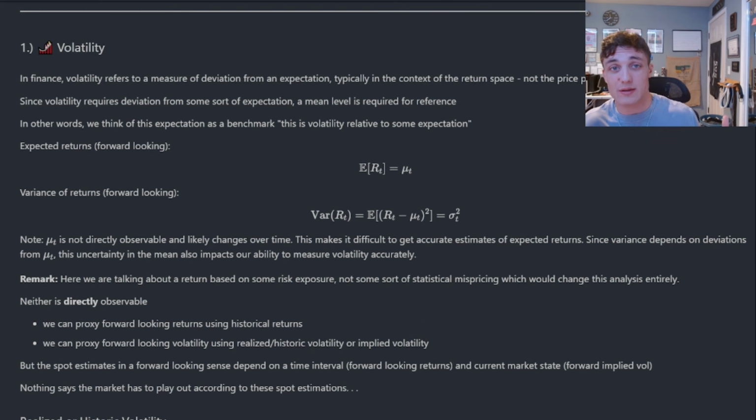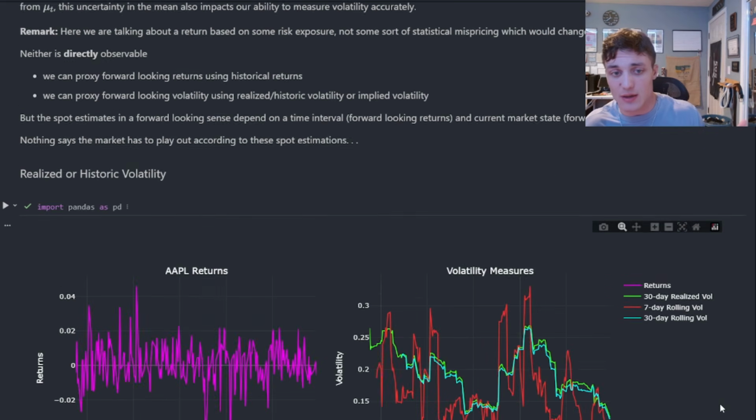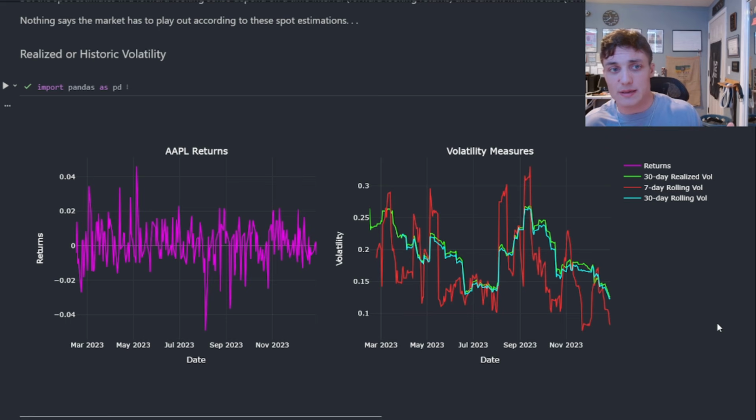Well, one way to go about constructing a benchmark is to get a whole bunch of historic return data, compute the average, and then measure deviations away from that average and use that as volatility. Effectively, that's what I do here. So this is what we would consider realized or historic volatility.